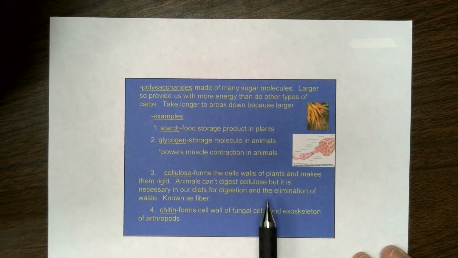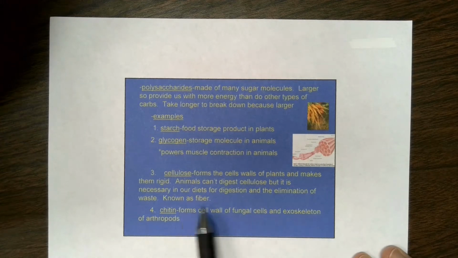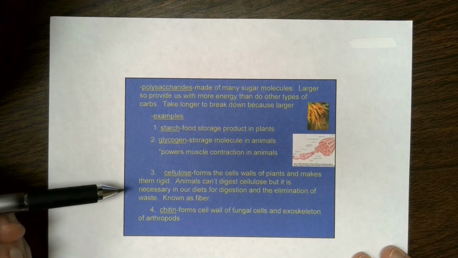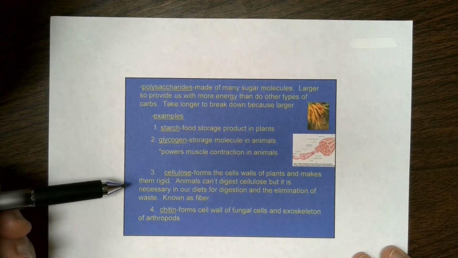Animals, we do not digest cellulose, but we have to have it in our diets to help to digest and eliminate waste. So this is known as fiber. This is what helps you defecate or poop. It helps make food move through the digestive tract more easily, right? And we'll talk about that when we talk about plant function as well. But this is another one we spend a little bit of time on.